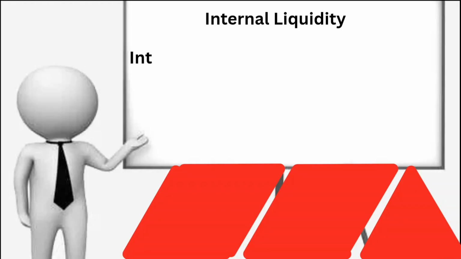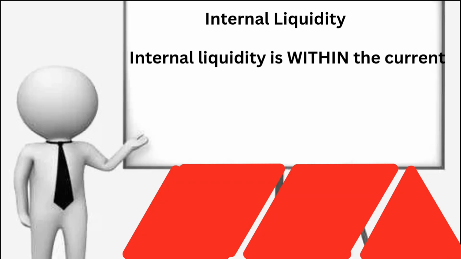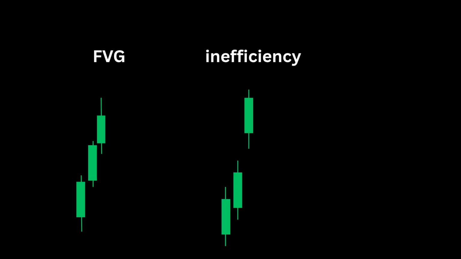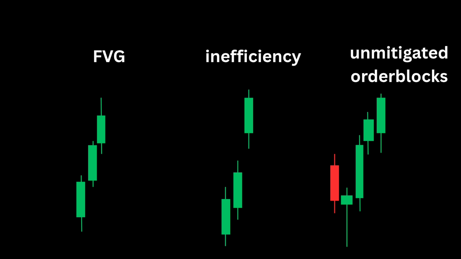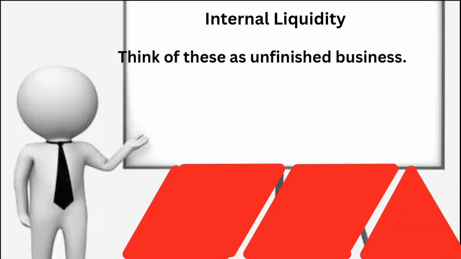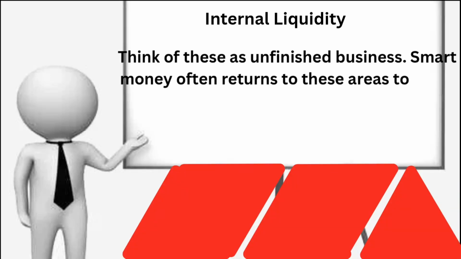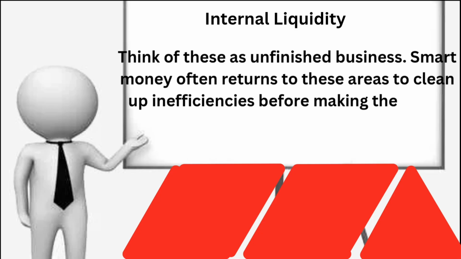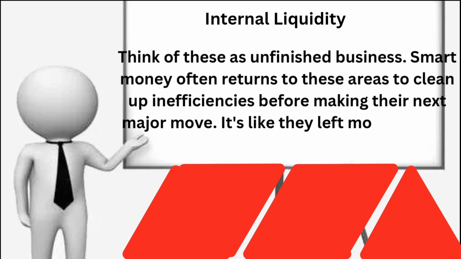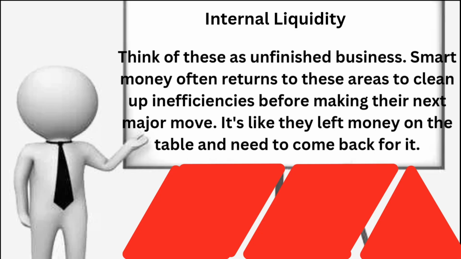Type 2. Internal liquidity. Internal liquidity is within the current price structure. These are imbalances, fair value gaps, inefficiencies that price needs to fill, unmitigated order blocks. Think of these as unfinished business. Smart money often returns to these areas to clean up inefficiencies before making their next major move. It's like they left money on the table and need to come back for it.